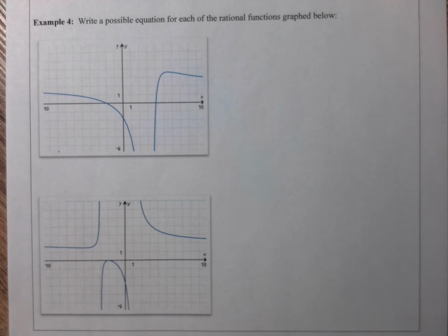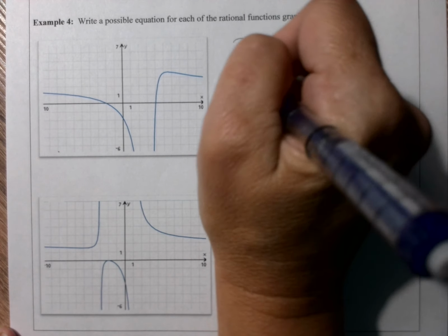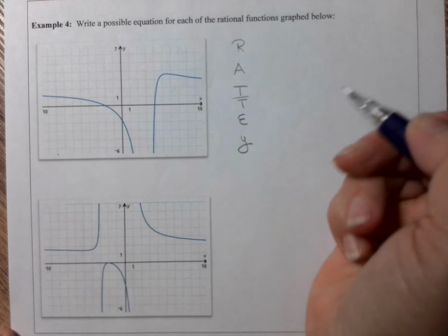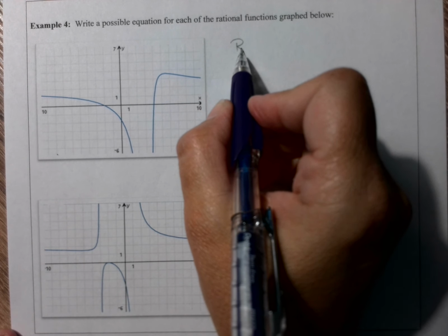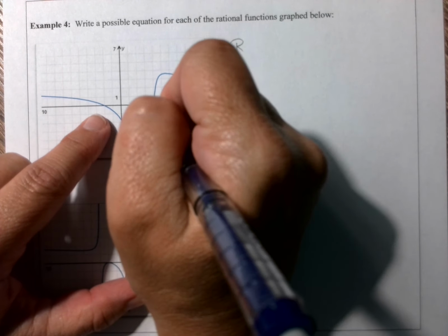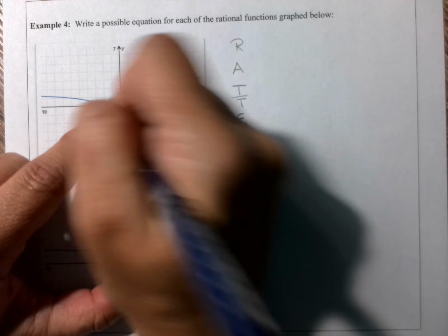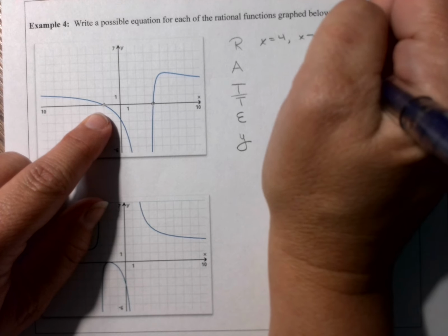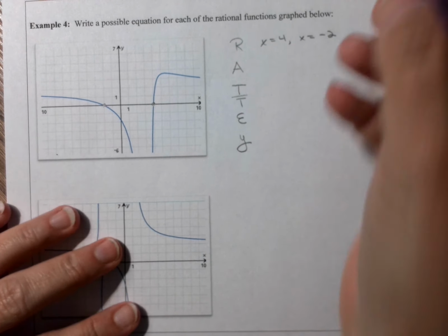Last example, we're going to turn it around and write an equation for these two graphs. And we're still going to use this radii to help us out. So first of all, let's think about the roots. Those are the x-intercepts, which of course are here and here. That's at x equals 4 and x equals -2.